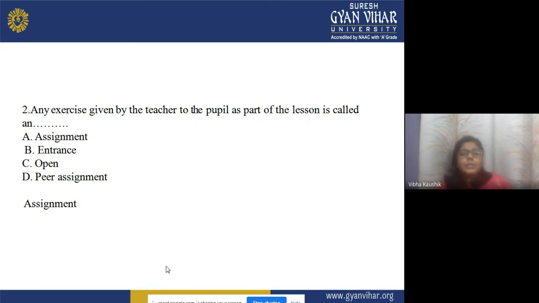Now, any exercise given by the teacher to the pupil as part of the lesson is called an. Means any exercise or drill which is given by the teacher to the students and it is related to the lesson or it is related to the part of the lesson. What do we call that? Options are A assignment, B entrance, C open, or D peer assignment. So the correct answer is option A, that is assignment.